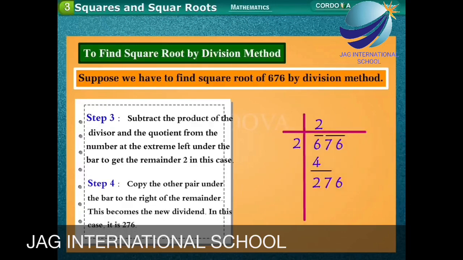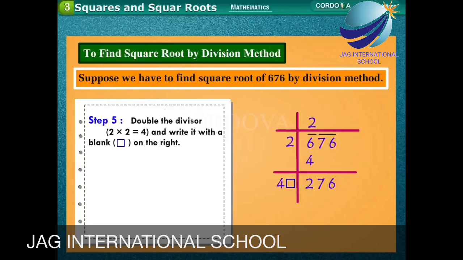Step 4. Copy the other pair under the bar to the right of the remainder. This becomes the new dividend. In this case, it is 276. Step 5. Double the divisor. 2 into 2 is equal to 4, and write it with a blank on the right.